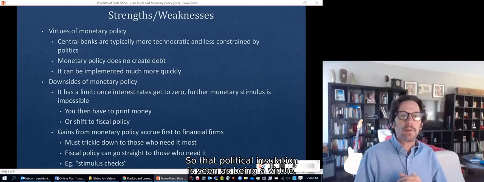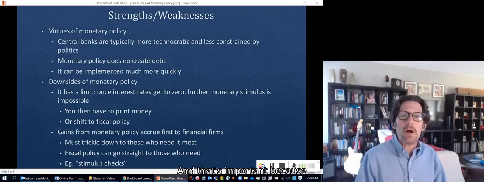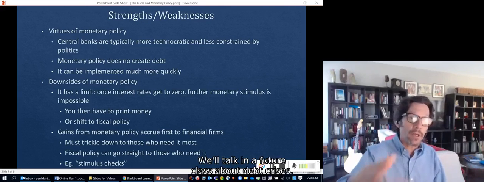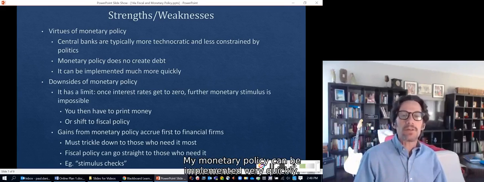So that political insulation is seen as being a virtue, although others will criticize it for being not really very democratic. Monetary policy creates no debt. And that's important because debt can be a real problem for governments in the long term. We'll talk in a future class about debt crises. And monetary policy can be implemented very quickly.